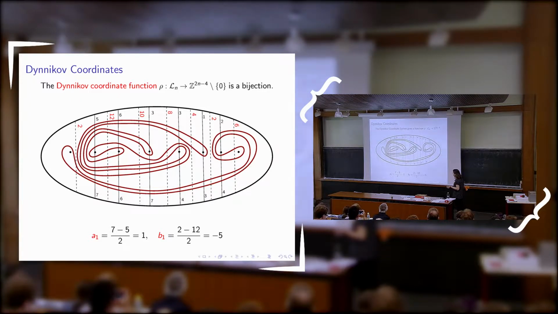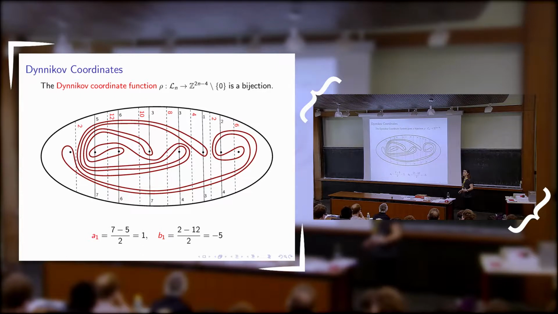If you compute b_1, b_1 is the difference between beta_1 and beta_2. The beta arcs are denoted, the dotted lines are the beta arcs here. And if you look at the difference between beta_1 and beta_2, the multicurve intersects beta_1 twice and beta_2 12 times. So (2 minus 12) over 2 equals minus 5. So these are the first two Dynnikov coordinates of this multicurve on the 8 times punctured disk. So this is how we compute the Dynnikov coordinates. Any questions so far? No.